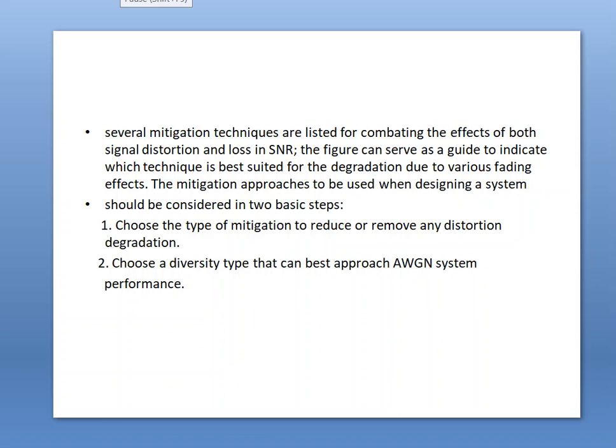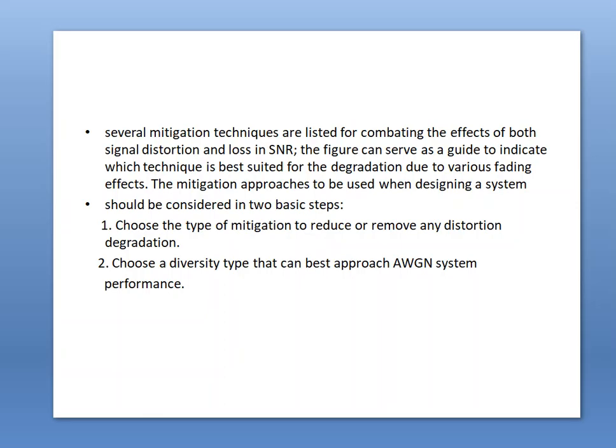Now coming to the different types of mitigation techniques. In channel fading, in order to avoid the fading in the communication, we are supposed to use several mitigation techniques. In that, a list of combating the effect of both signal distortion and loss in SNR. The figure can serve as a guide to indicate which technique is best suited for the degradation due to various fading effects.